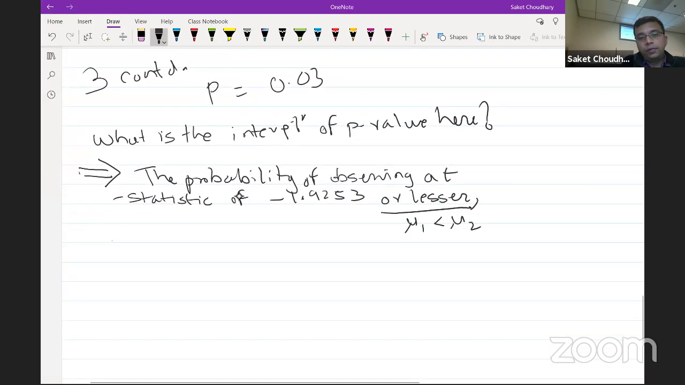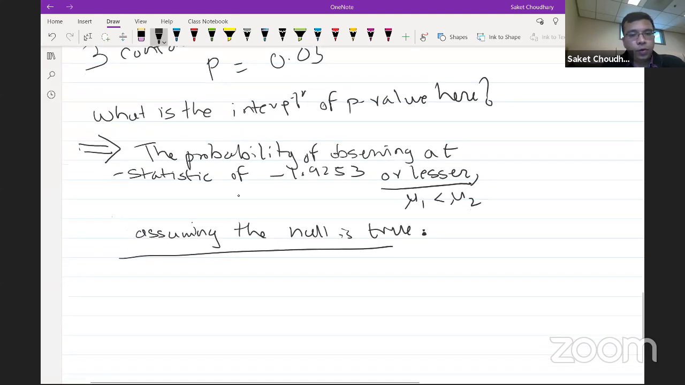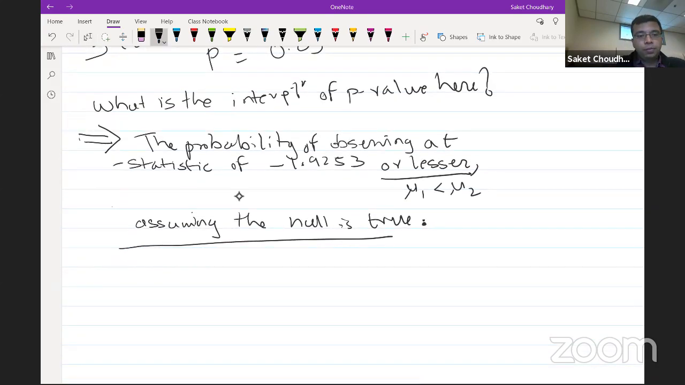And one more important thing, a lot of you are still doing it wrong, is this part about the assumption of the null being true. This part is important. So the probability is only based on this assumption that the null holds. So the second part of this statement is very important. Okay, so that was what was asked in problem 3. It was a very simple problem. It's just there to give you a sense of what exactly the interpretation of p-value is.